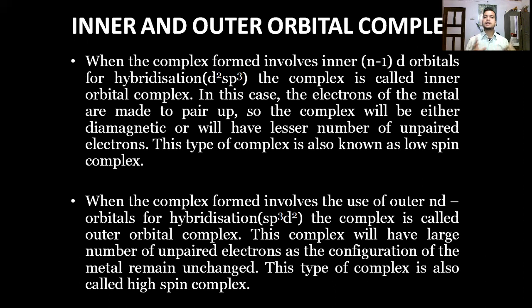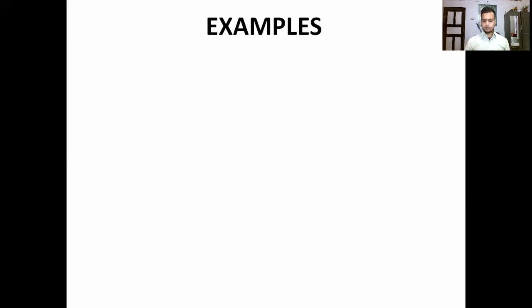So always remember: inner orbital complex, low spin complex; outer orbital complex, high spin complex. Okay, so that is what you need to understand. Now let me go for more examples. We have taken an example for octahedral complex.